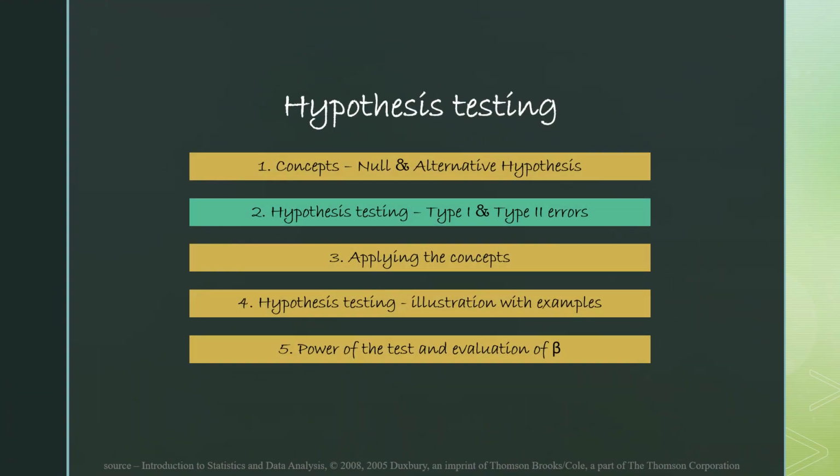That brings us to the end of the second lecture on hypothesis testing, type 1 and type 2 errors. We discussed the possibility of errors in hypothesis testing, type 1 error and alpha, type 2 error and beta, controllability of type 1 error alpha, influence of alpha on type 2 error beta, and how to balance between alpha and beta. In the next lecture, we'll focus on applying the concepts that we have understood so far on hypothesis testing and type 1 and type 2 errors.